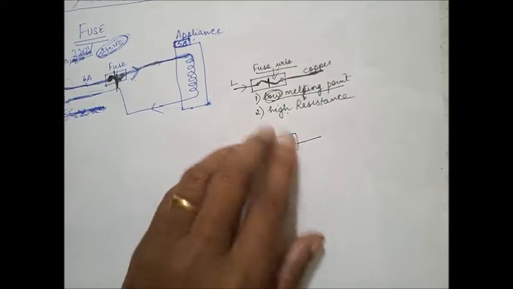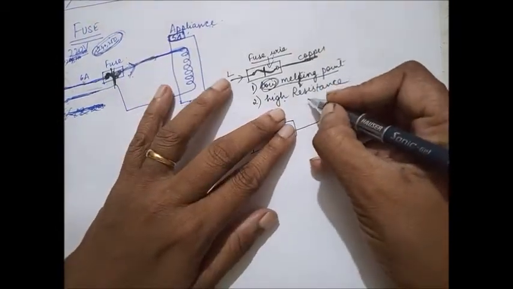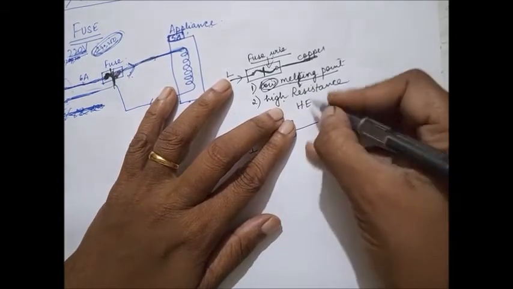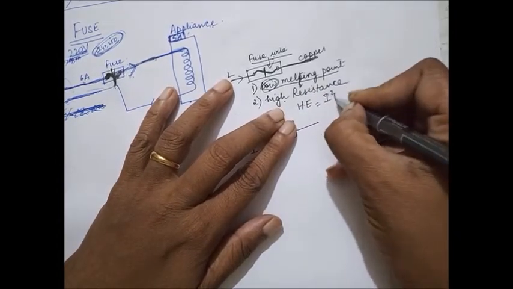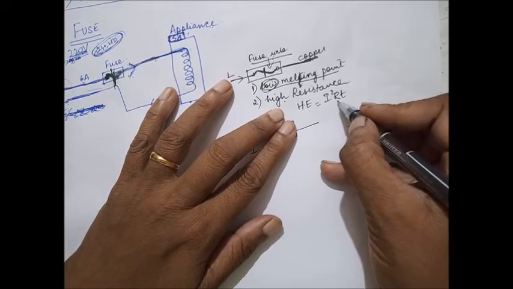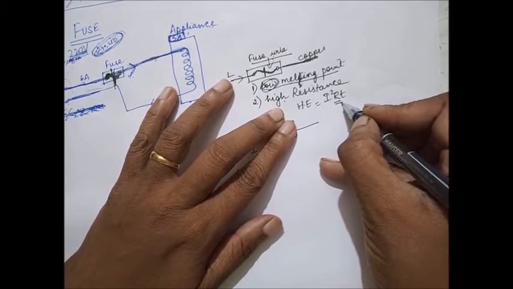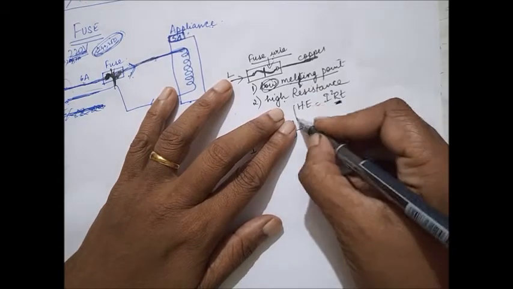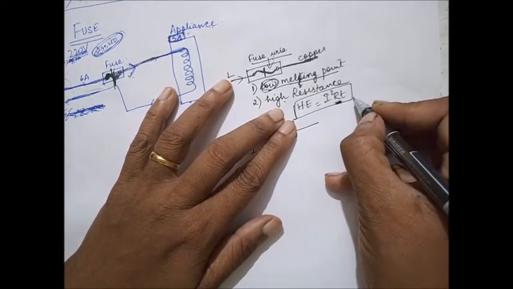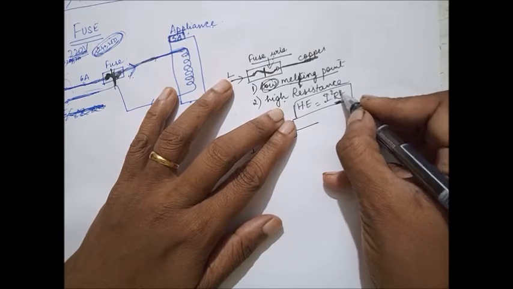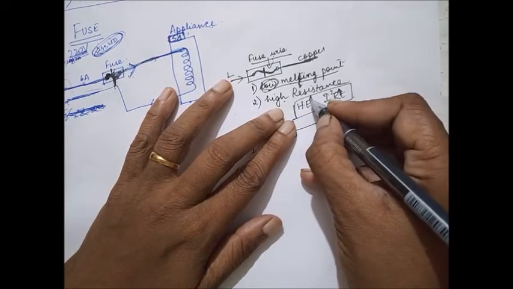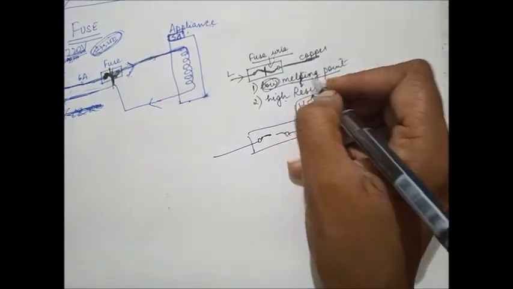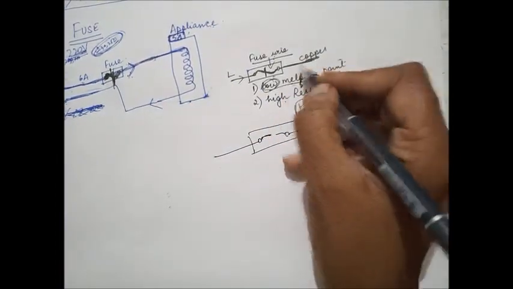Okay, so high resistance means, generally, as I told you the other day, all the heating appliances work based on this heating effect of current. Because of the resistance, it will get heated up, and the amount of heat energy is given by I squared R T. So if you make this resistance high, then it gets heated up much faster, and that's why it will melt quickly when compared to copper.